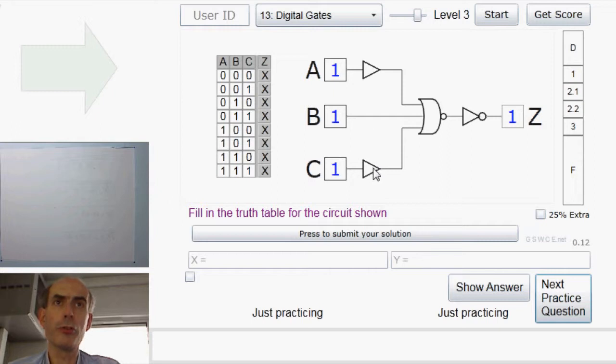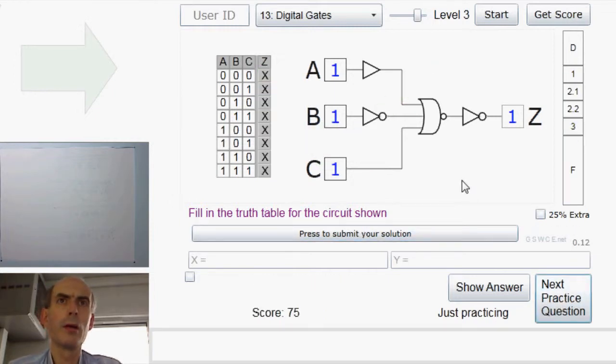These are just buffers, they have no effect on the logic at all. So we're going to get a 1 here when any of these inputs is a 1. In fact, the only time we get a 0 is when A, B, and C are all 0. Then the output of the NOR gate would be a 1, and the output of the inverter here would be a 0. All of the rest of the time, it's 1.